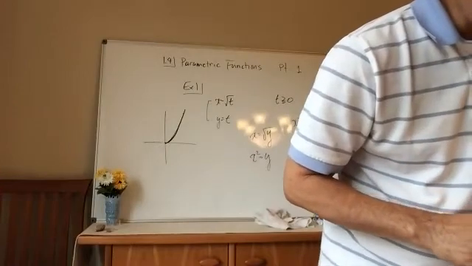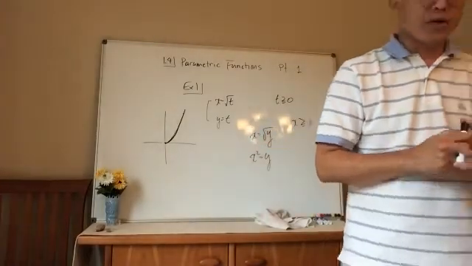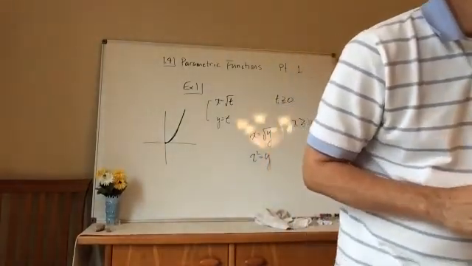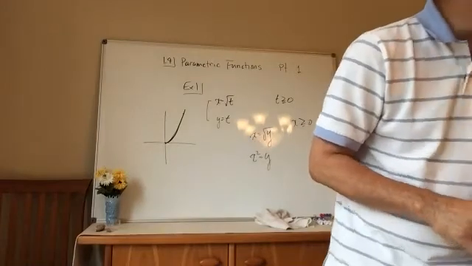So in the middle of page 29, there is a definition there, a green box, which defines parametric curves, parametric equations.